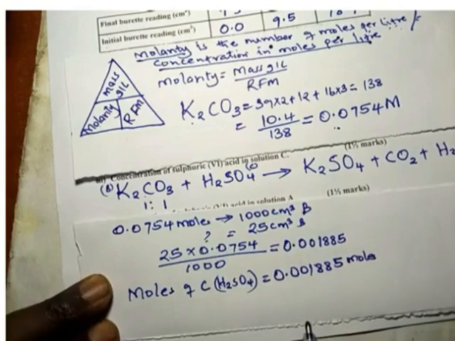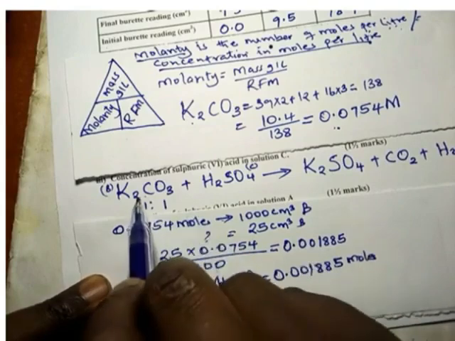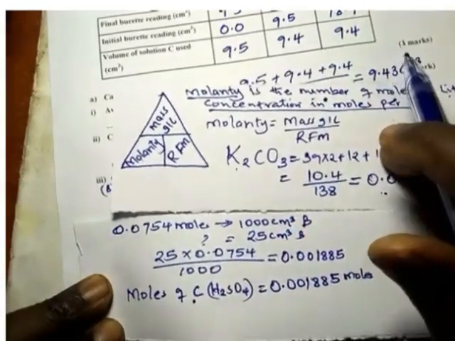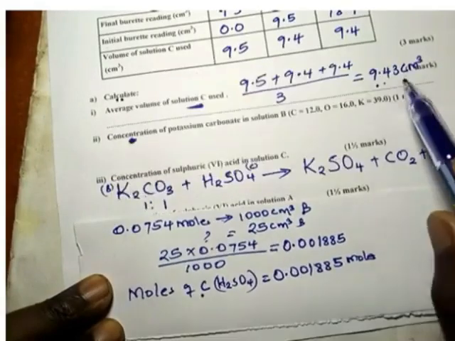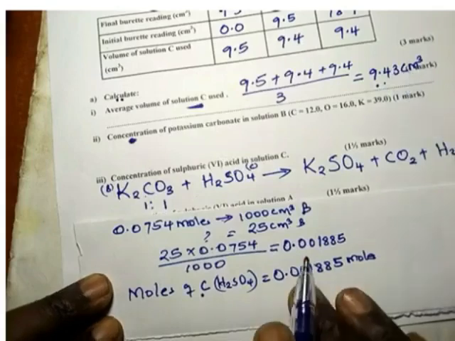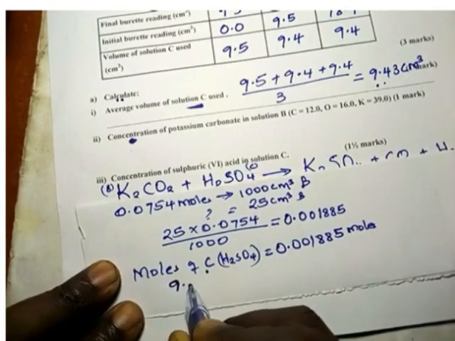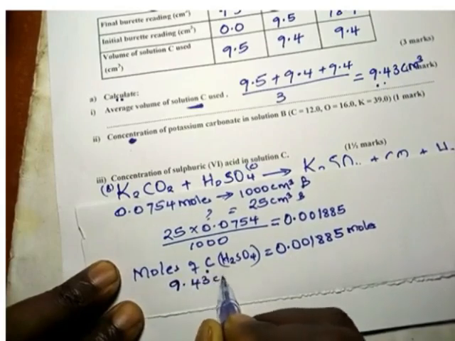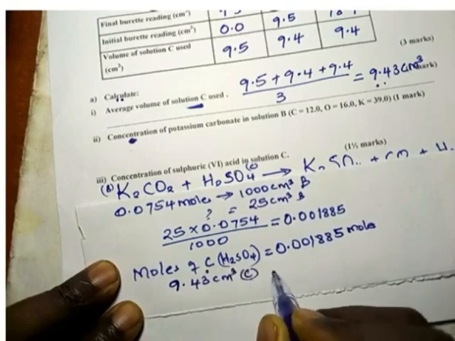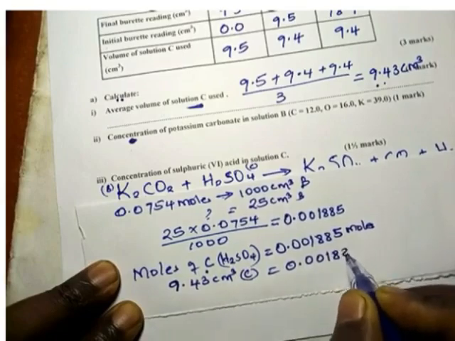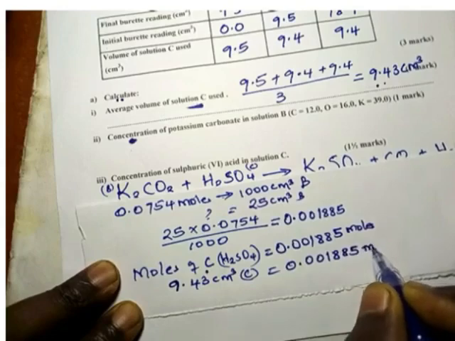Very important. Now the next thing we know is that the volume of C that reacted with the B is the average, 9.43. This is the volume, 9.43. So we say that this number of moles, 9.43 centimeters cube of solution C, contains 0.001885 moles.